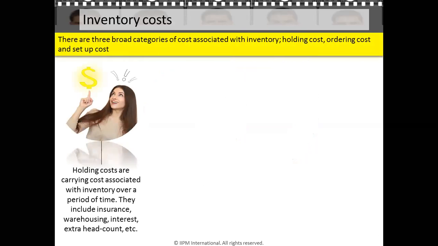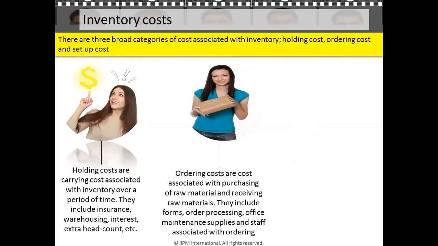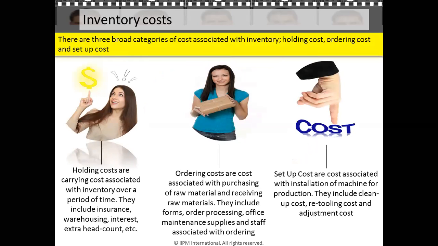Inventory costs. There are three broad categories of costs associated with inventory. We have the holding cost, the ordering cost, and the setup cost. Holding costs are carrying costs associated with inventory over a period of time. They include insurance, warehousing, interest, extra headcount, and so on. Then you have the ordering costs associated with purchasing of raw material and receiving raw materials. They include forms, order processing, office maintenance supplies, and staff associated with ordering.